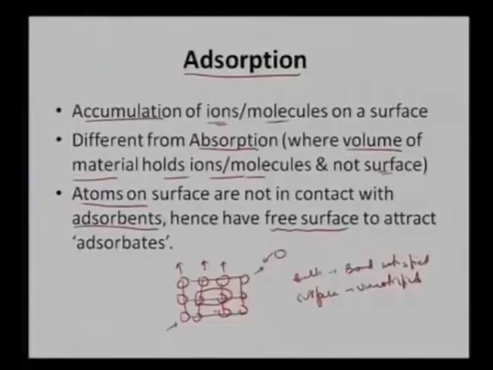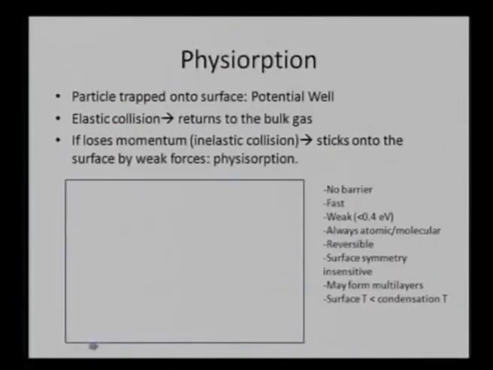Since it is a high energy area, once we have any secondary species, they will tend to come and attach on the surface of this particular entity to reduce the overall surface area or the surface energy of this entity. Again, adsorption can be defined as physisorption or chemisorption. In physisorption, we have a particle which is trapped onto the surface, and once it is trapped, it is more like a potential well.